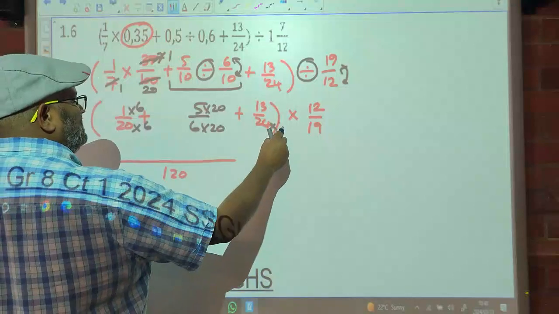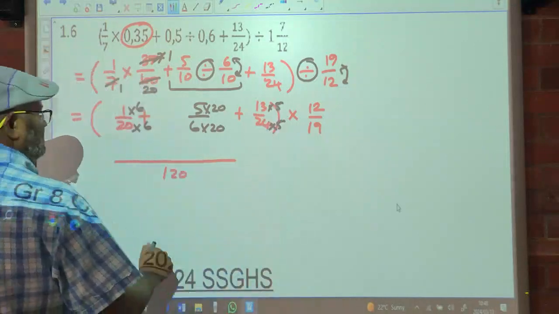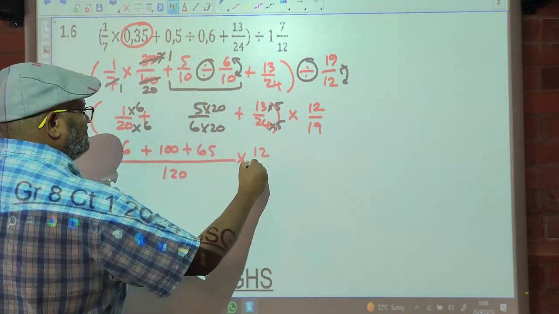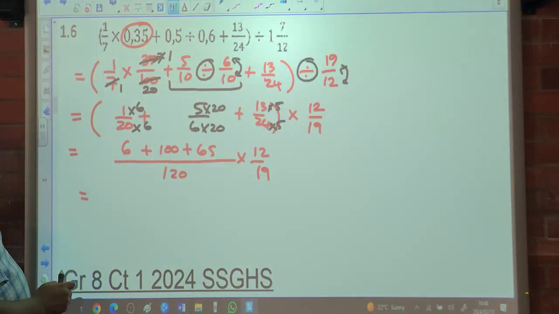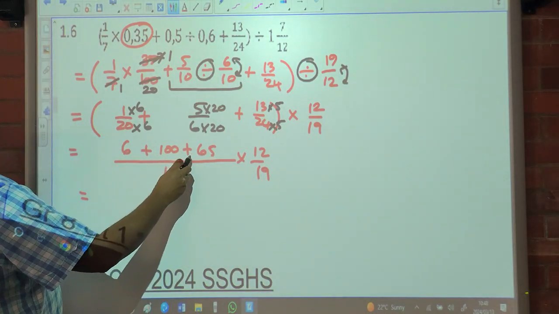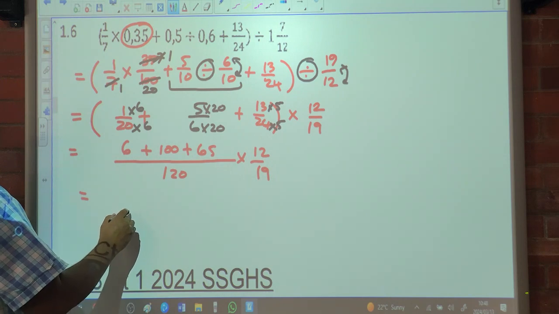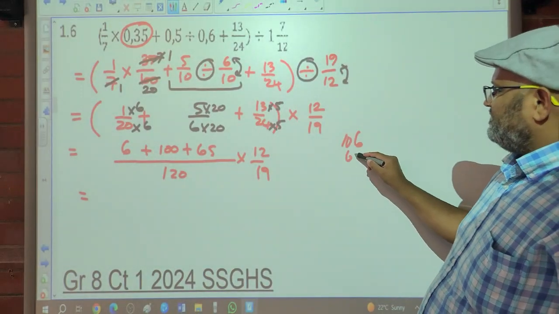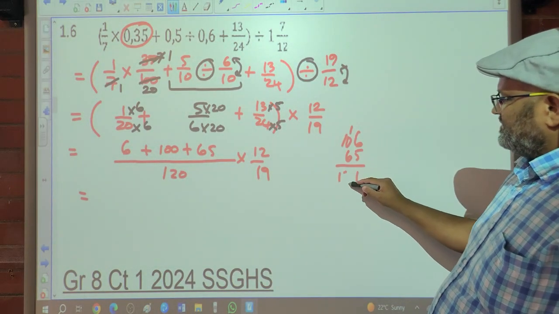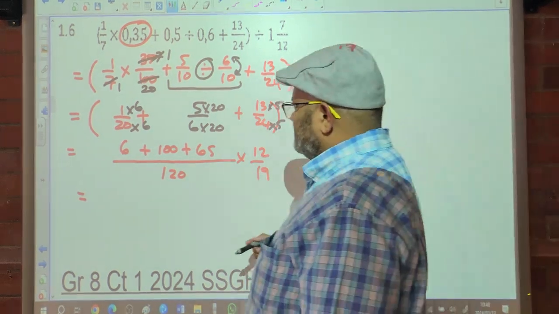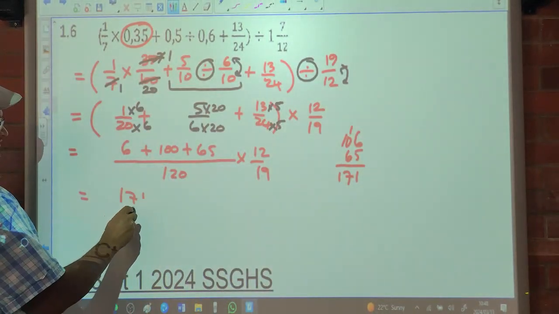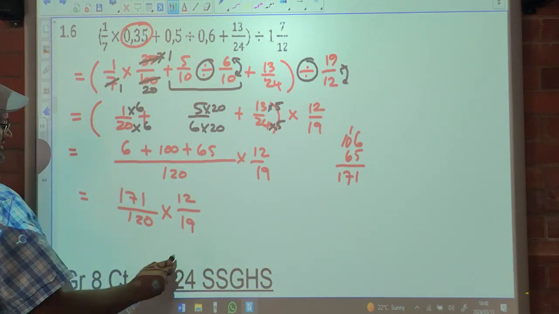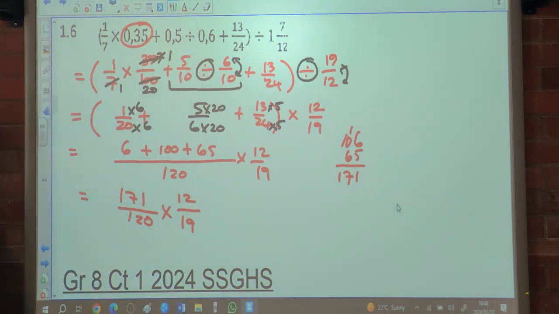And 24 multiplied by what is 120? So what do I have? 6 plus 100 plus 65, multiplied by 12 over 19. So that's going to give you 106, 171. Is that correct? So it's 6 plus 100 is 106, plus 65 is 171. Is that correct? So why did you say yes? 171 over 120. I could have cancelled there at that point if you wanted, 12 over 19.